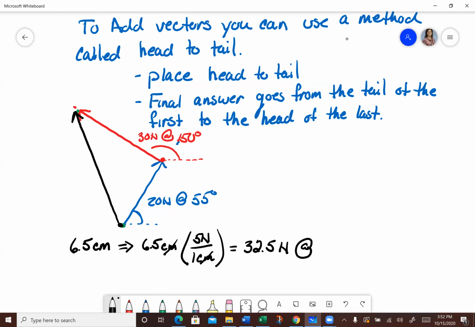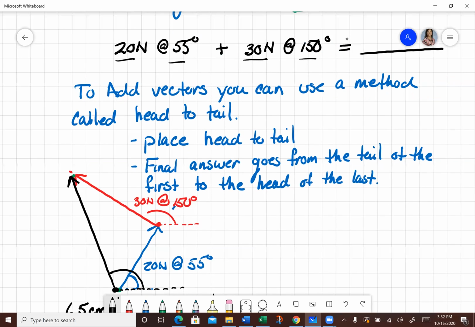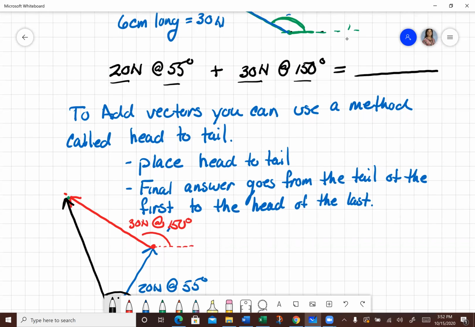So now here's the tail of my new vector. I imagine a new reference line and I go counterclockwise until I hit the vector I'm interested in. I don't worry about these other vectors anymore, and that's my angle for my answer. And for that, I get 110 degrees. That's the mathematical method of adding these two vectors.